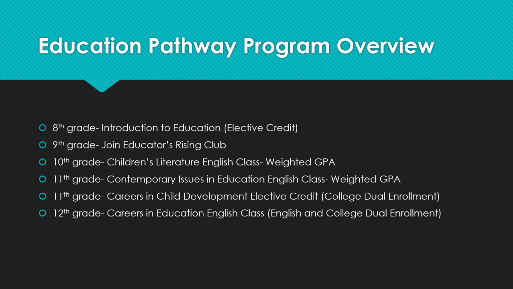In 8th grade, you can take the Introduction to Education elective class. In 9th grade, you can join the Educators Rising Club. In 10th grade, you can take the Children's Literature English class, which is a weighted class. In 11th grade, you can take the Contemporary Issues in Education English class, which is weighted. In 11th grade, you can also take the Careers and Child Development elective credit, which counts for dual enrollment at the college. And in 12th grade, you can take the Careers in Education English class, which also counts for college dual enrollment.